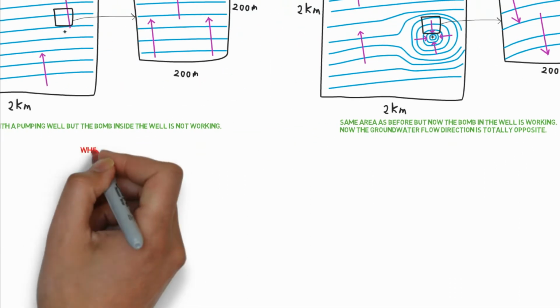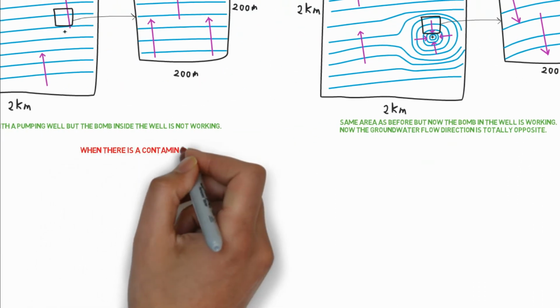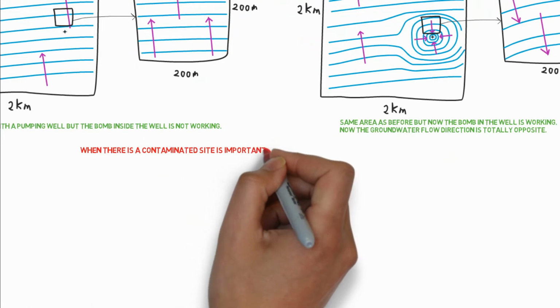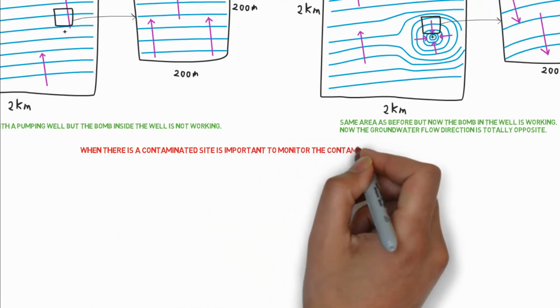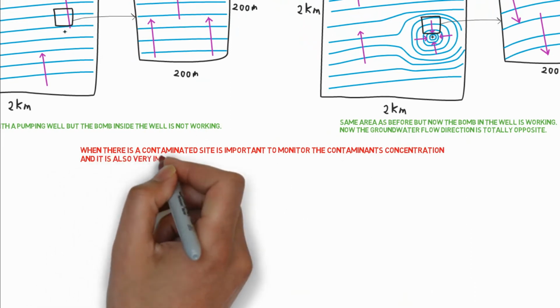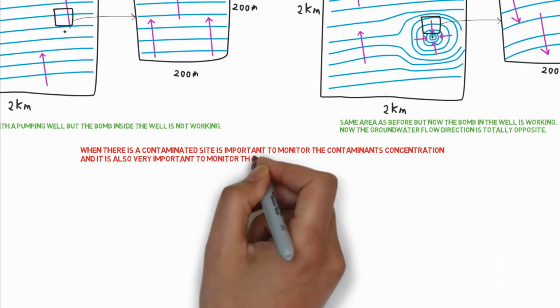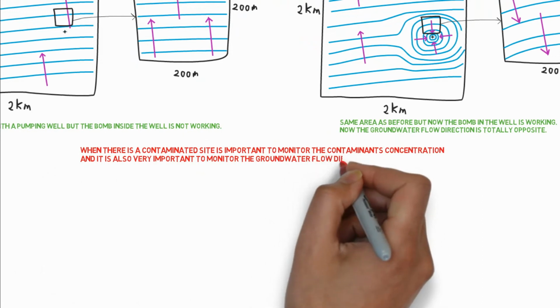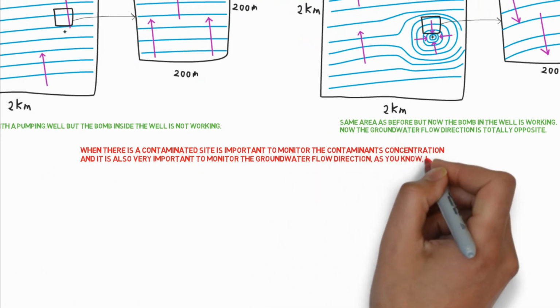When there is a contaminated site, it's important to monitor the contaminant concentration. And it's also very important to monitor the groundwater flow direction. As you know, it can change.